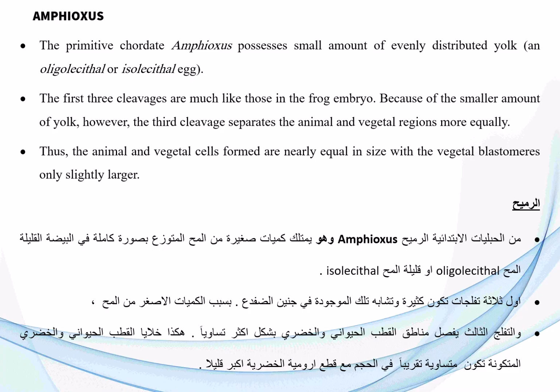Well, because there isn't that big concentration of yolk at one end, the third horizontal cleavage happens much closer to the actual equator. It separates the animal and vegetal regions much more equally. The resulting cells are nearly the same size. Maybe the vegetal ones are slightly larger, but it's far more equal than in the frog. It really highlights how much the quantity and the distribution of yolk matter. Absolutely. It's a beautiful comparison.